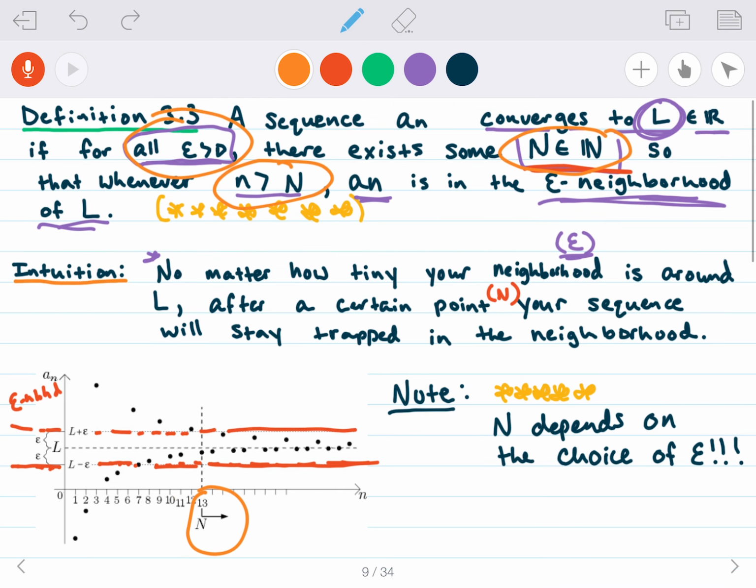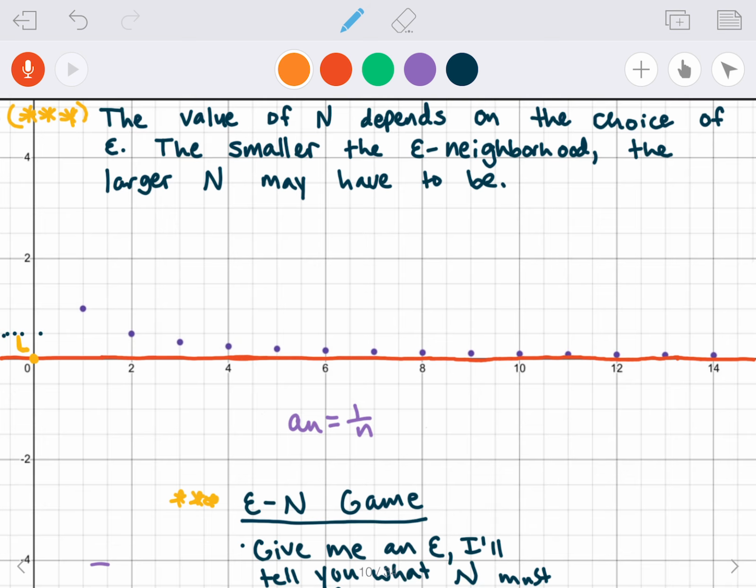And so this definition is saying that when I get to capital N equals 13, anything bigger than that is going to be in my neighborhood. So A sub 14 is in the neighborhood, since 14 is bigger than 13. A sub 15 is in the neighborhood, A sub 16, and so on. So that's what this definition is saying. Really, make yourself a cup of coffee or tea and understand this.